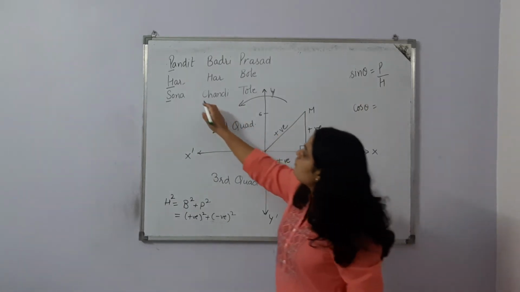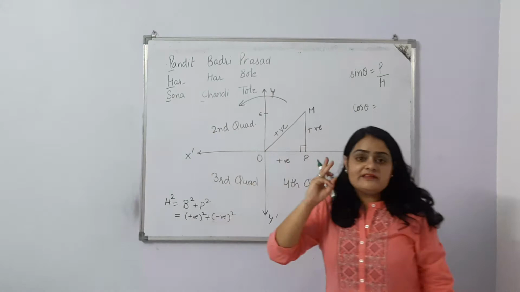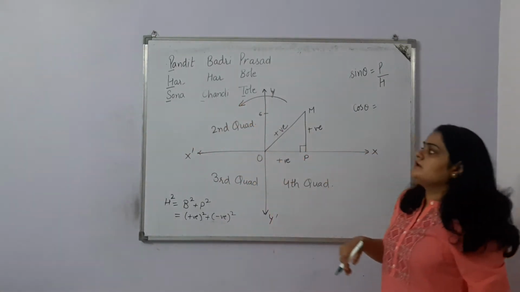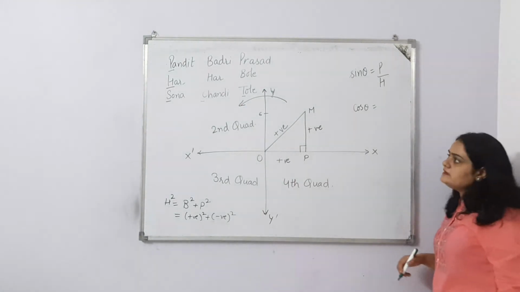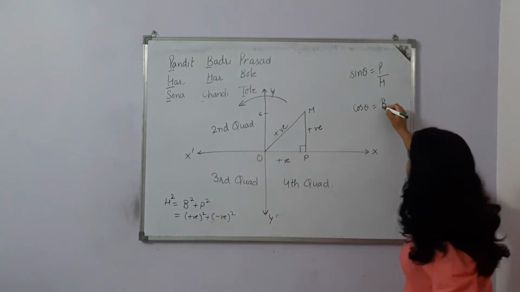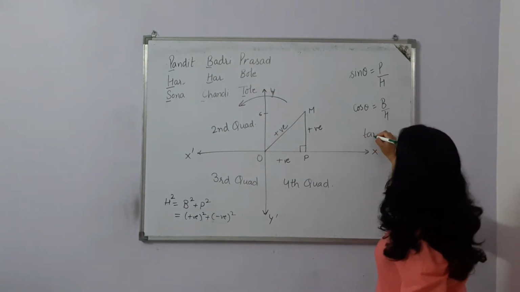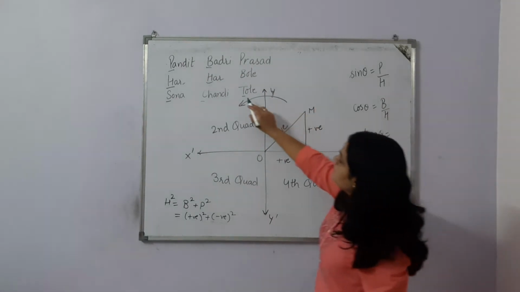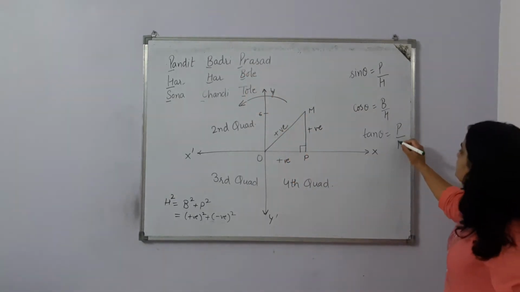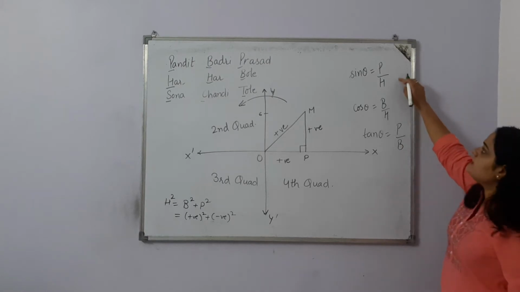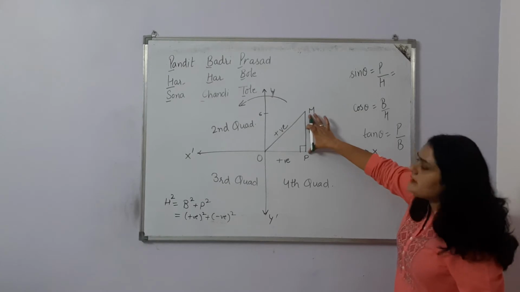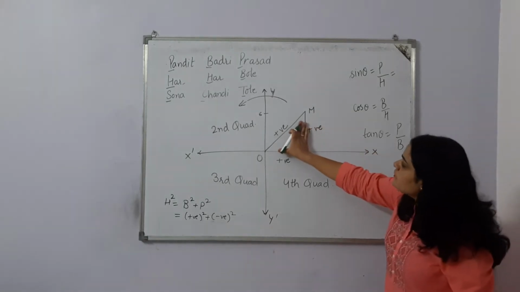Same as cos theta. C is for cos, because the three basic trigonometric ratios are sine, cos and tangent, SCT. So cos theta's formula is B by H. And tan theta's formula is T for tan, P and B, so P by B. What do P and H mean? Perpendicular upon hypotenuse. Here the perpendicular is MP and the hypotenuse is OM.